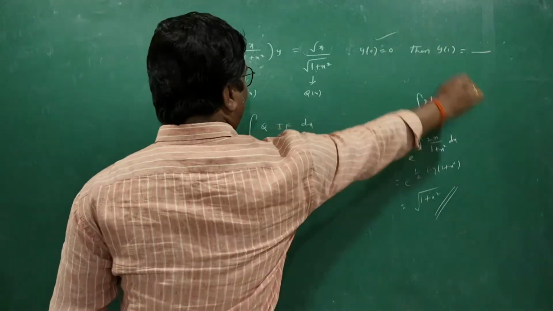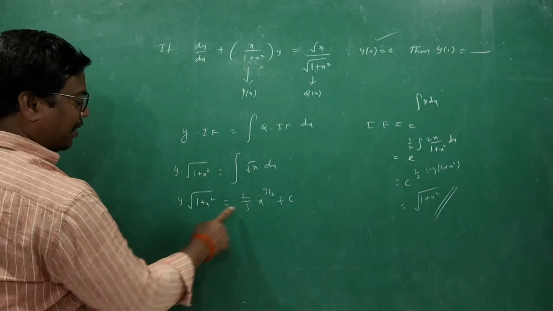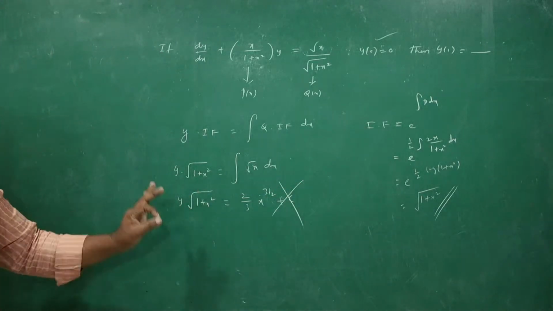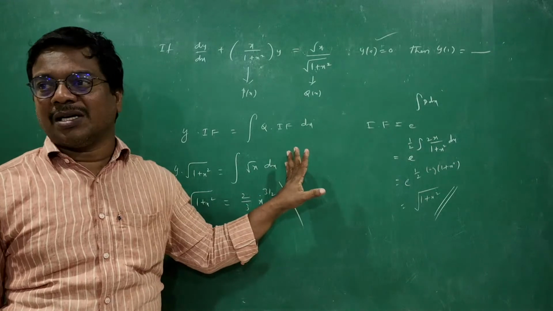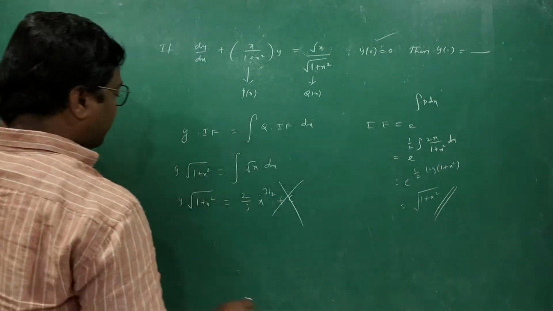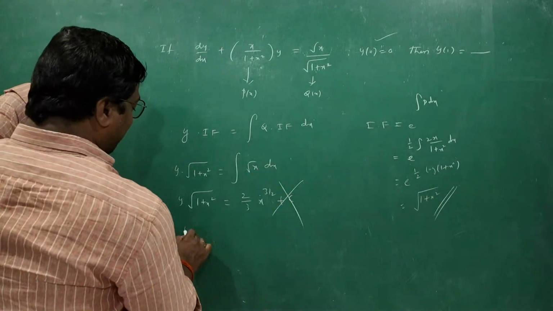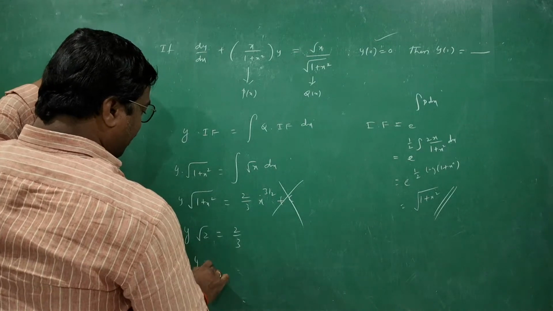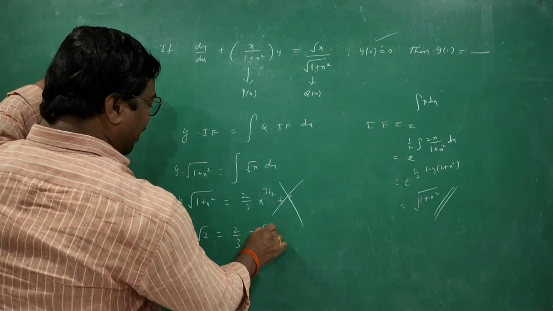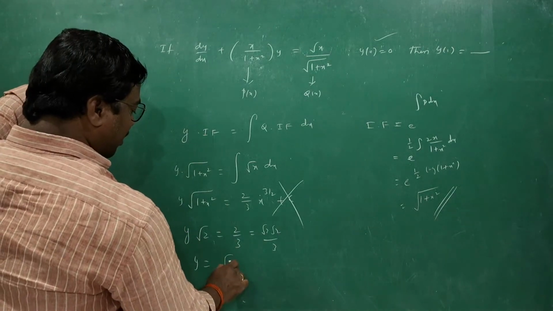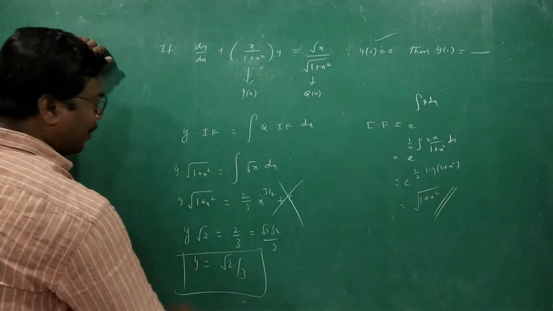And given that the curve passes through the origin, put x equal to 0, y equal to 0. Therefore, when the curve passes through the origin, the constant becomes 0. Next, you need to find y of 1. So the y value whenever x equals 1 is root 2 by 3. Therefore y equals root 2 into root 2 divided by 3. The root 2 cancels on both sides, and you will get the value of y as root 2 by 3.